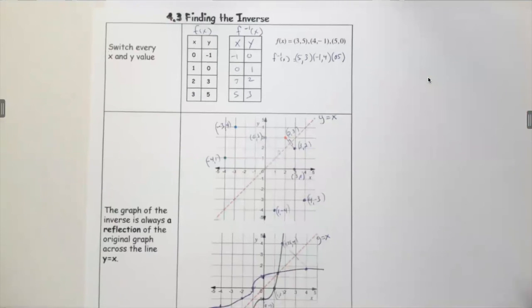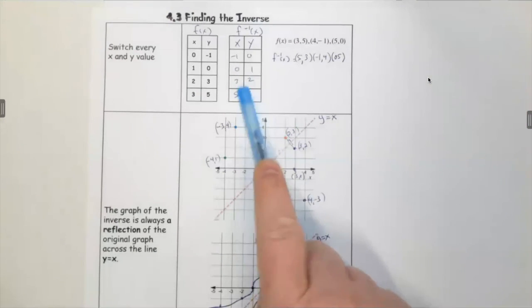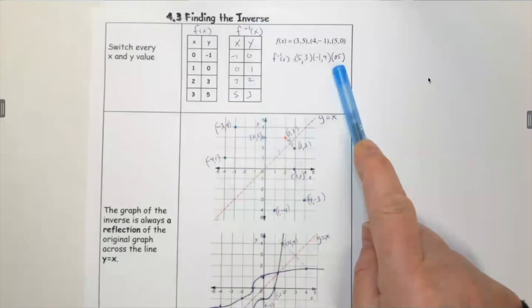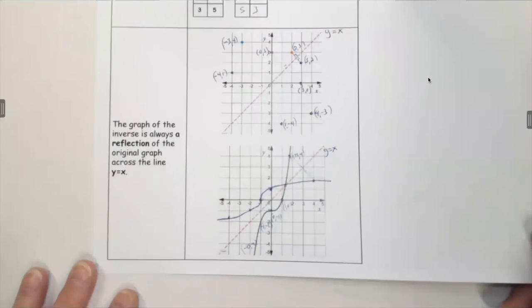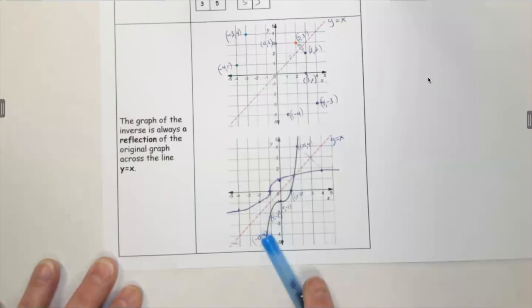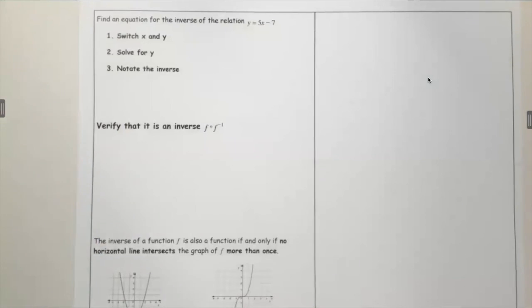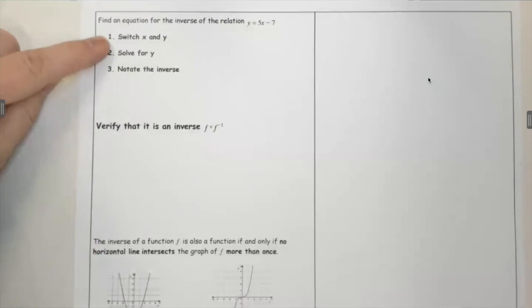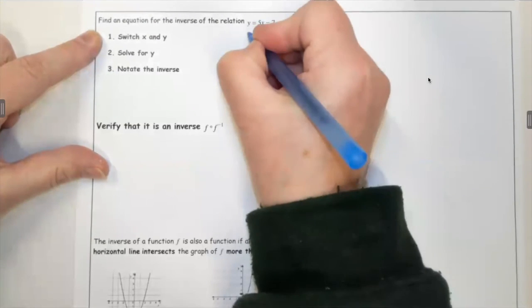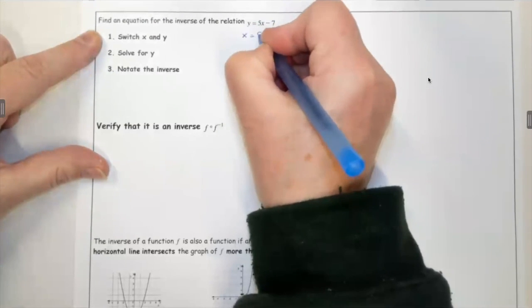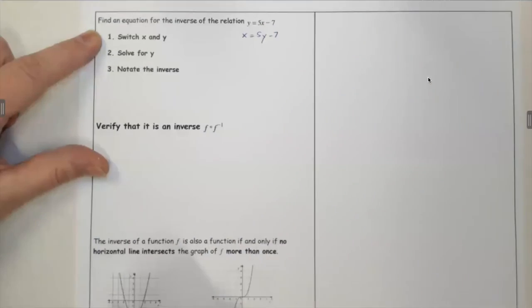We have found the inverse given a table, ordered pairs on a graph. We have found the inverse with a function on the graph. Now we will find the inverse given an equation, and we follow the same steps. Step 1, switch your x and y value. Switch your x and y. x equals 5y minus 7.